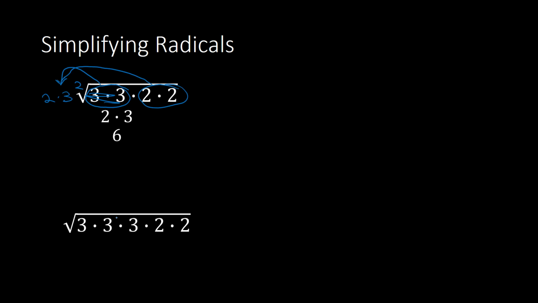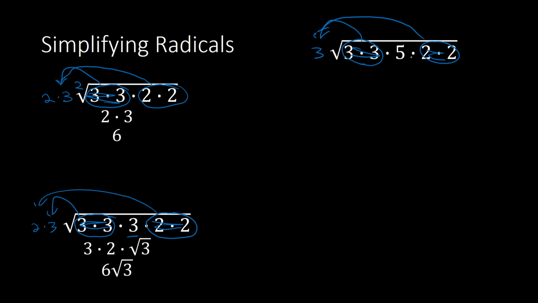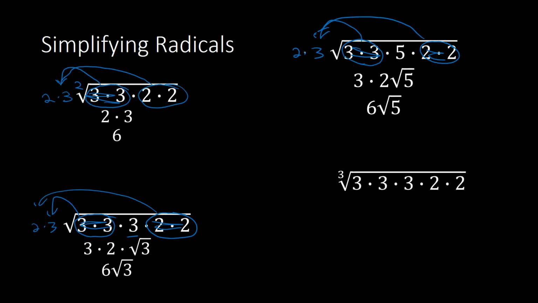Here we see a group of 2 3's, so I can pull out 1 3. Here's a group of 2 2's, so I can pull out 1 2. And I'm left with a 3 on the inside, so I have 2 times 3 is 6, and a 3 on the inside leaves me with 6 times the square root of 3. Here we see a group of 3's, here we see a group of 2's. We can pull out 1 3 here. We can pull out 1 2 right there. So we have 2 times 3 times the square root of 5, which gives me 6 times the square root of 5.